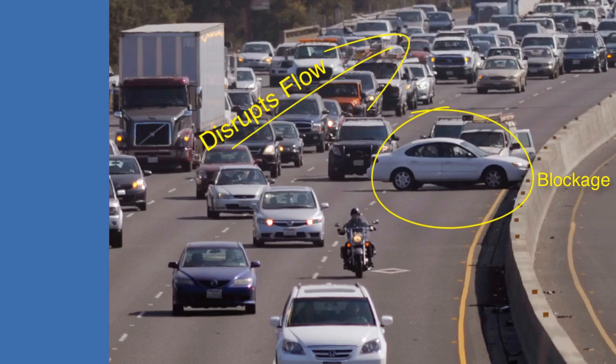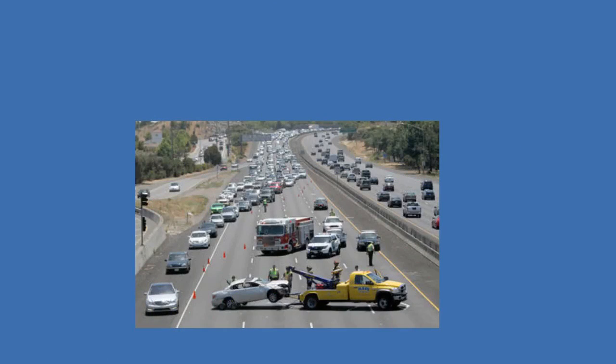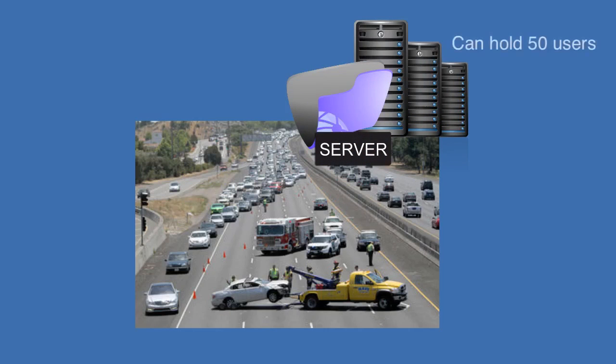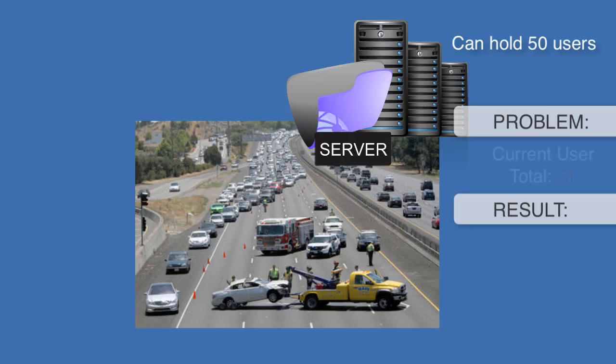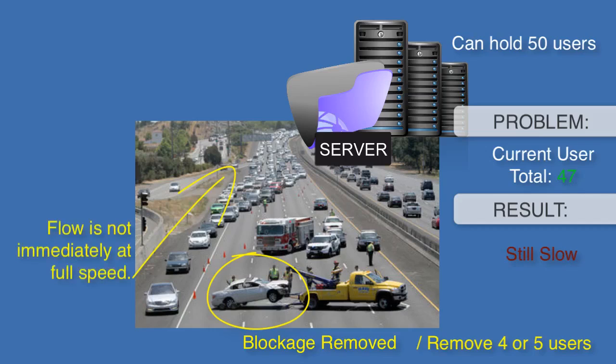Once you have an accident on the freeway, or it slows down a little bit, then it starts to back up. Even if you release the blockage, say your server is good for 50 users, and you add 51 users, you start to have a backlog. The freeway starts to slow down. If you remove 4 or 5 of those users, it's not instantaneously fixed. The freeway takes a while to clear itself, right? And I think you've shown that.